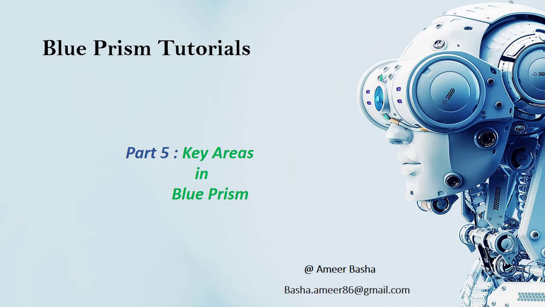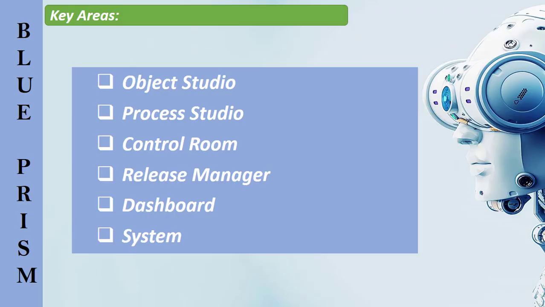My name is Amir. This is part 5, key areas in Blue Prism product. In this session, we will learn a brief introduction about the Object Studio and the Process Studio, Control Room, Release Manager, Dashboard, and finally we will see about the System. These are the main areas of the product that are used for building, testing, releasing, and controlling process.